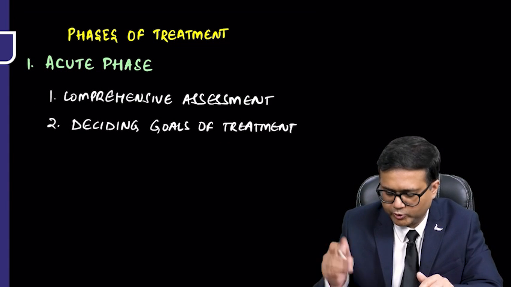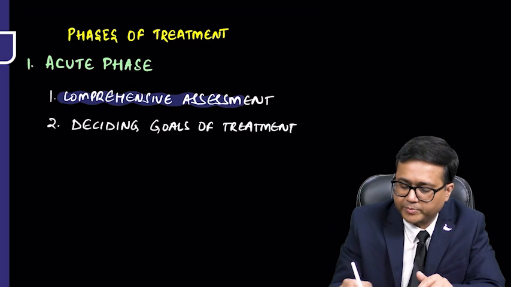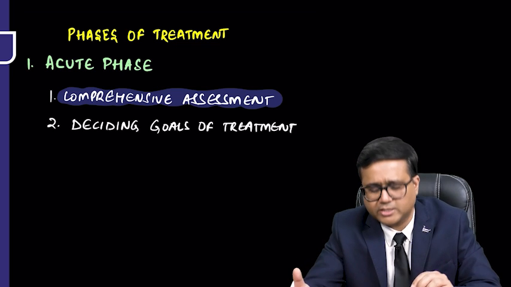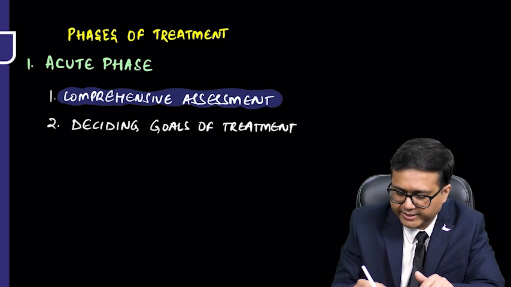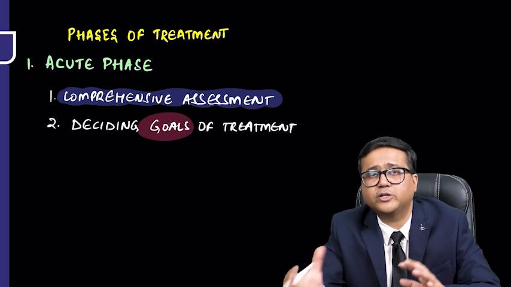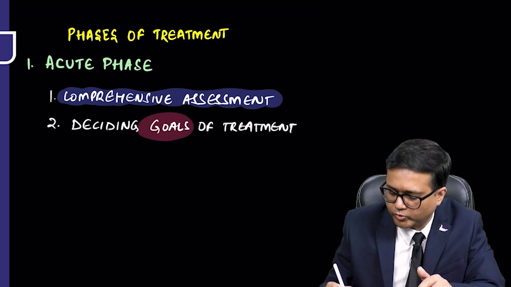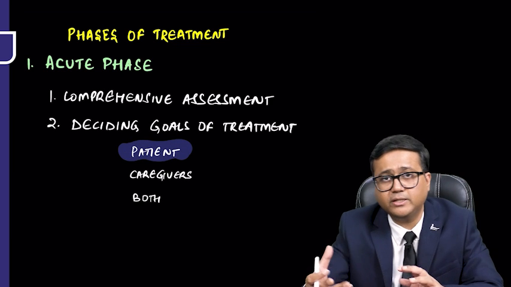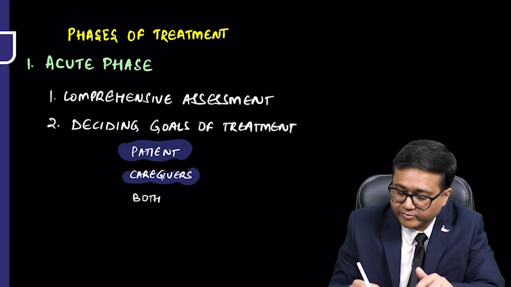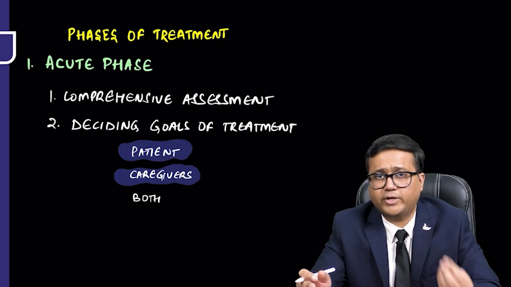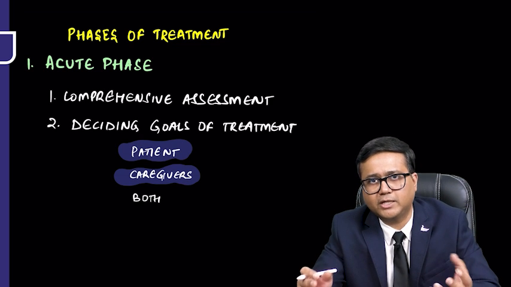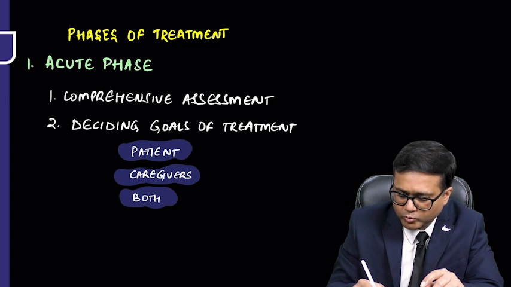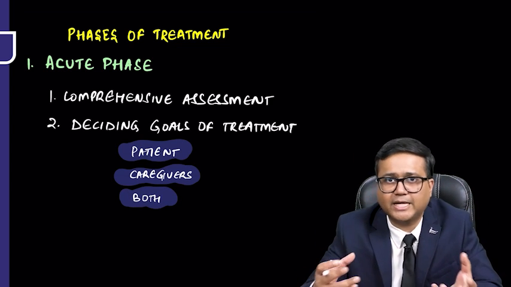Now in the acute phase, first a comprehensive assessment is done, including psychiatric, medical, and psychosocial assessment, and also we decide the goals of the treatment. So what are the important goals of the treatment in the acute phase? Again, when we talk about the goals, we can talk about these goals related to the patient. So patient related goals, then caregiver, again very important. Whenever we are managing a patient with schizophrenia, it's also important to keep the caregivers in mind. And also there are certain goals which are relevant to both the patient as well as to the caregiver.